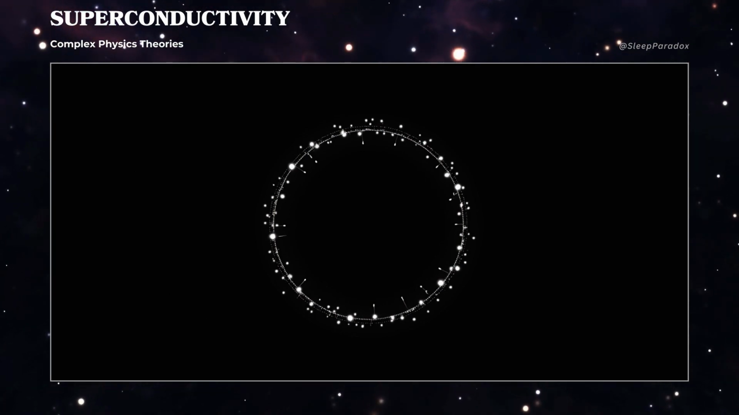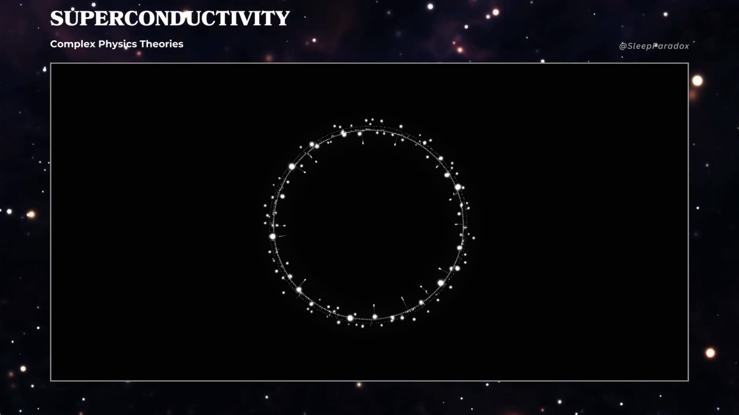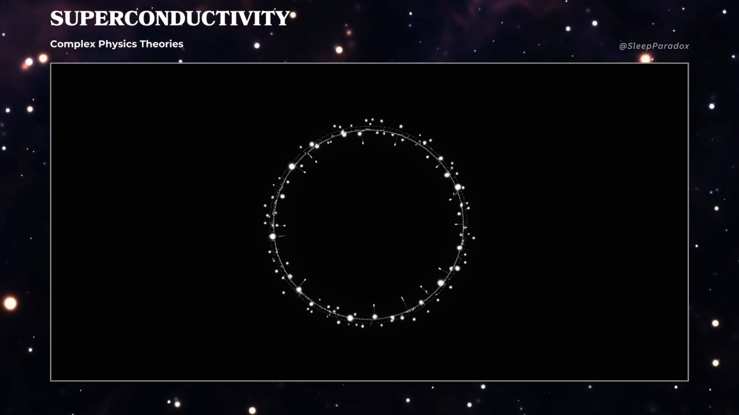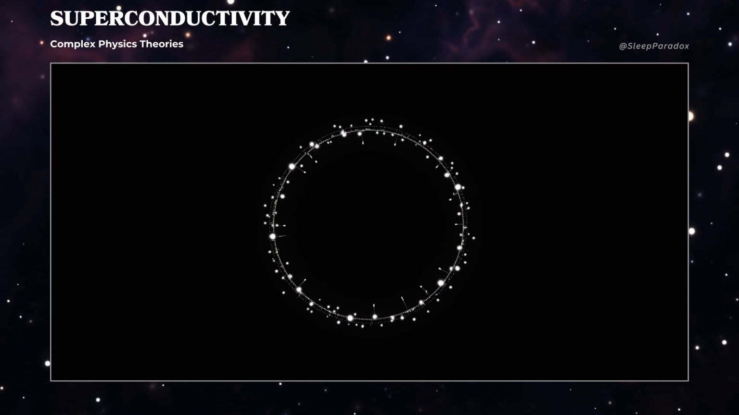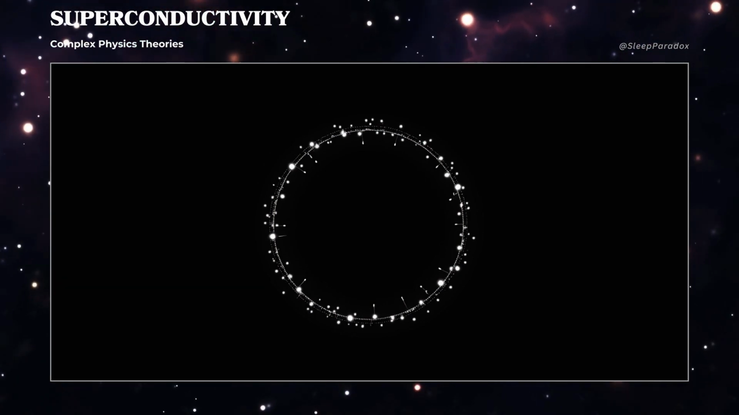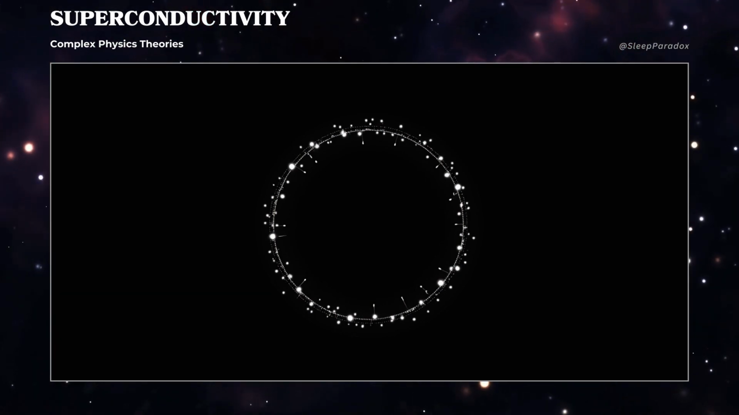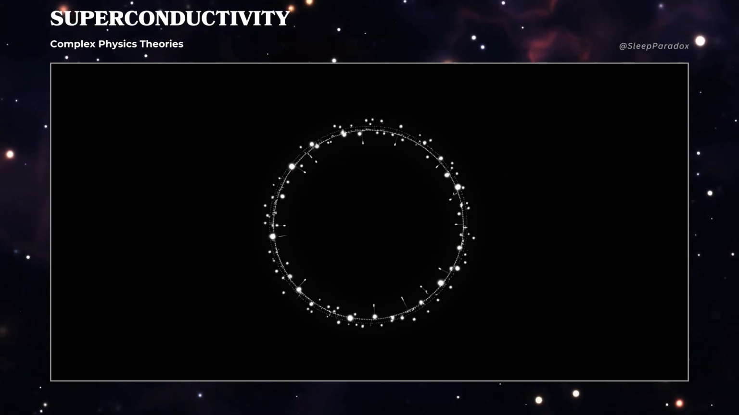Scientists have been searching for materials that become superconducting at higher temperatures. These are called high-temperature superconductors, and some have been found that work at around -135 degrees Celsius. That's still cold, but much more practical than the temperatures near absolute zero. The ultimate goal is to find a room temperature superconductor. If that could be achieved, it would change everything.